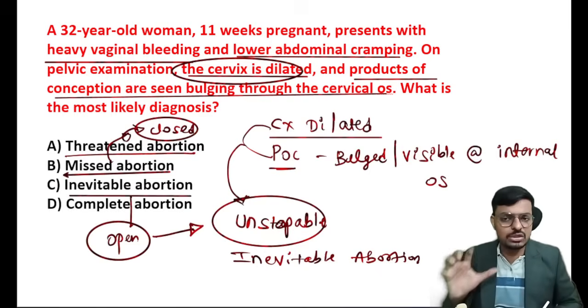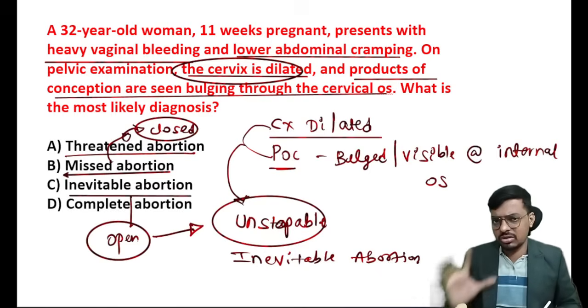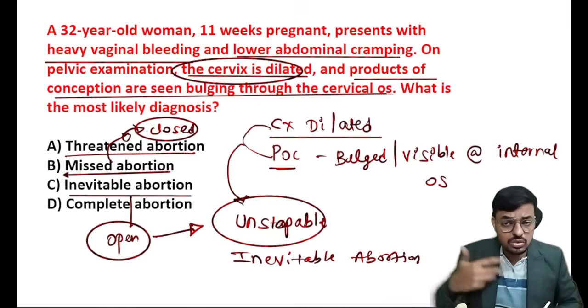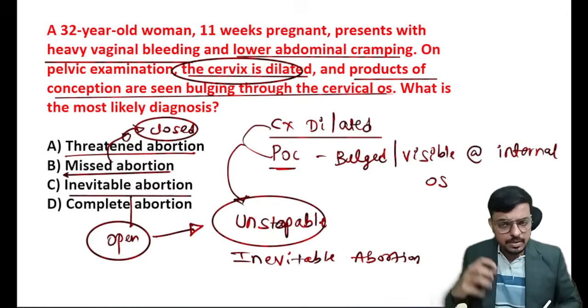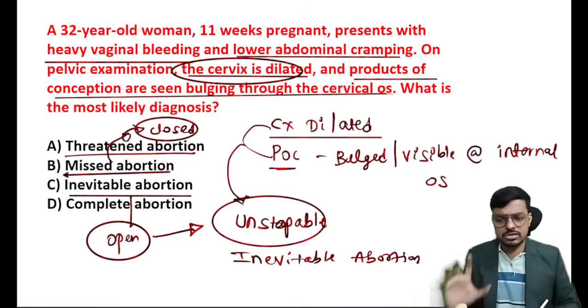Okay, so the definition itself says that inevitable abortion is the type of abortion which reaches such a state where reversing that particular pregnancy back to normal is not possible. Okay, so that is what we call the unstoppable or inevitable abortion.